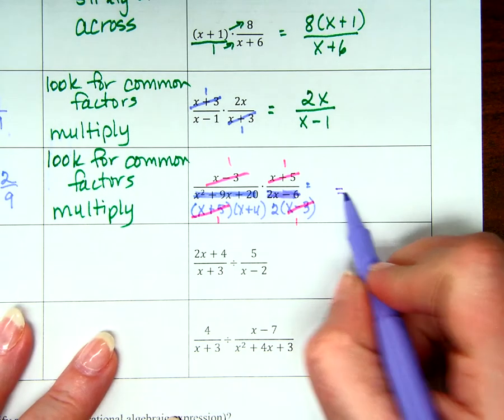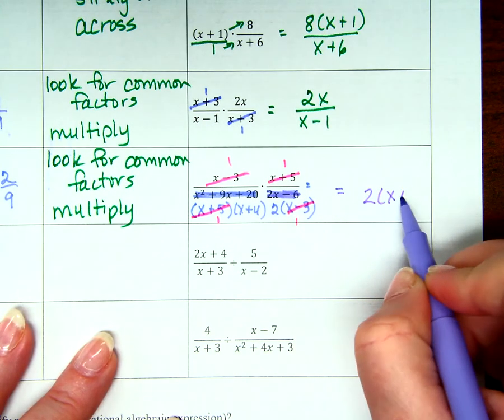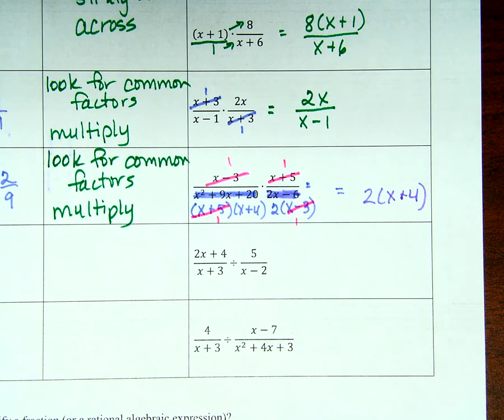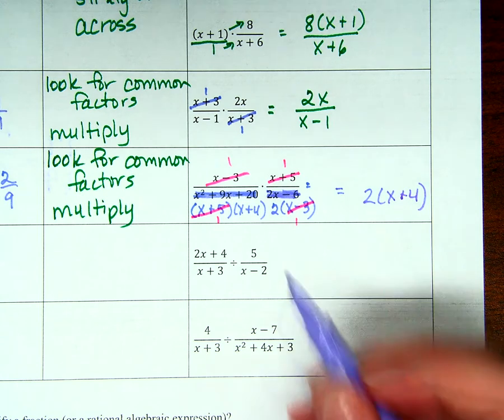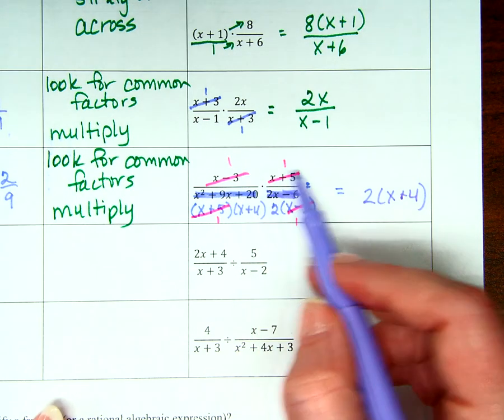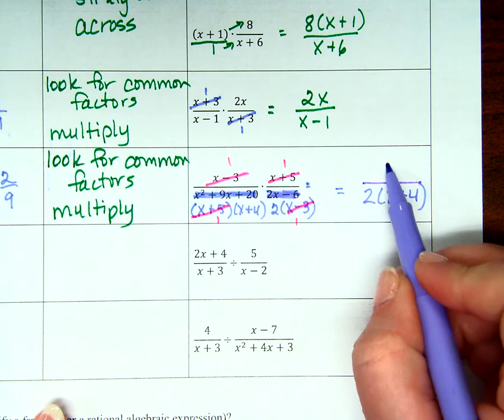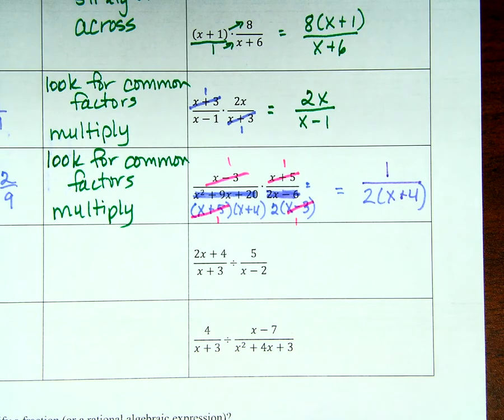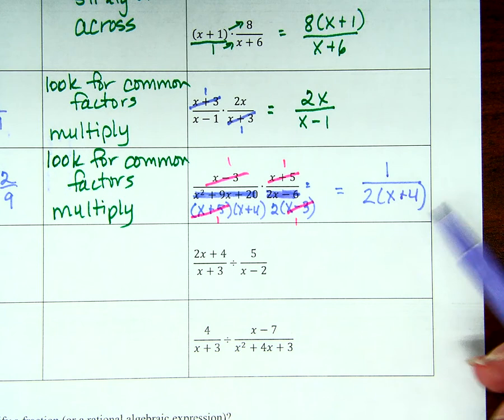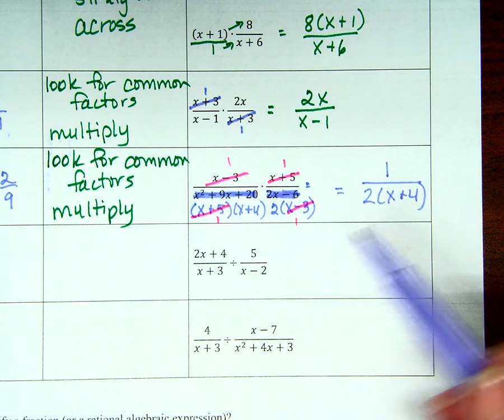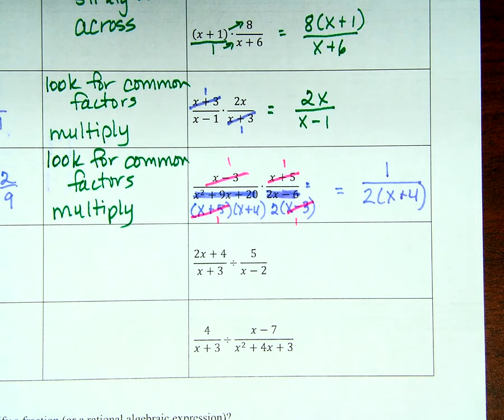So my answer is just 2 times x plus 4? That's my answer? Oh, absolutely not, because we have 1s in the numerator, right? We can't just ignore those. 1 over 2 times x plus 4. Now, if I want to, can I write 1 over 2x plus 8? I can if I want to, but this is a perfectly acceptable answer right here. You okay with that? Any questions?